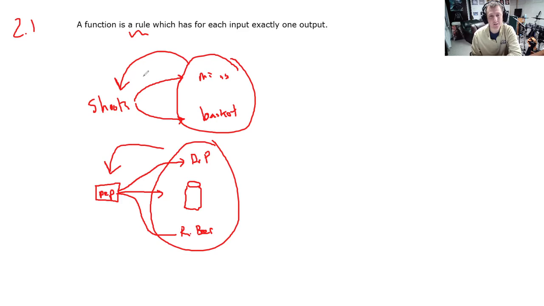Some things can be changed into functions. This top one is a perfect example. Actually, both of them are. What if we talked about averages? The average number of baskets made is a function of shots. So you take a person, you have them start shooting baskets, and you start recording how many they've made, and then you start calculating the average. The average definitely changes every shot they make and every shot they miss.